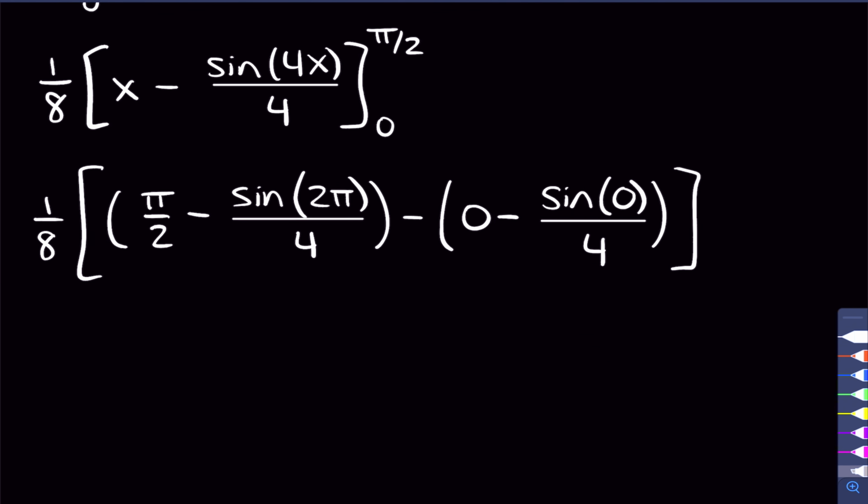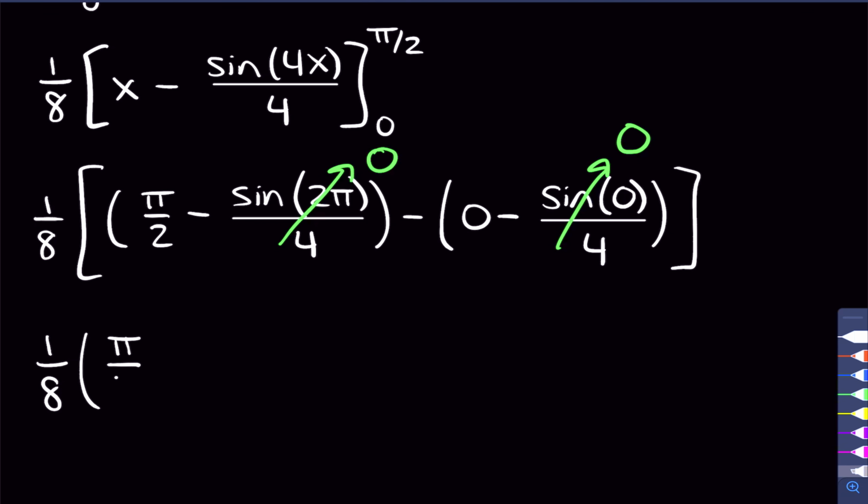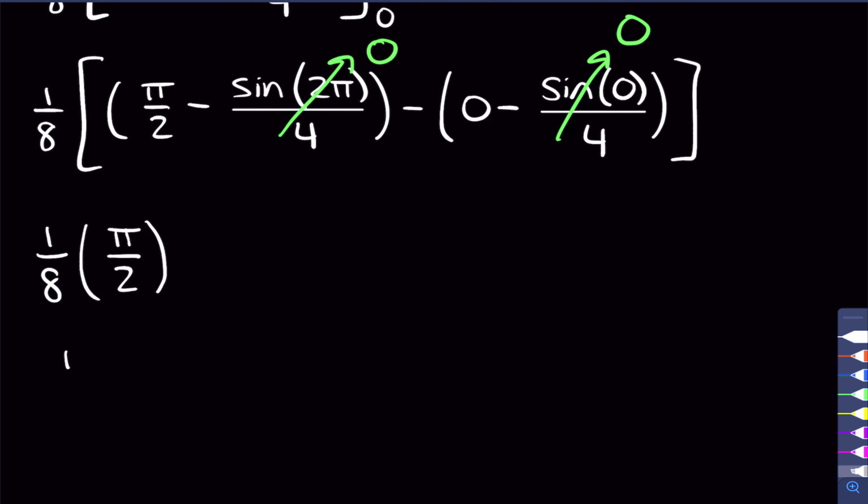Okay, so continuing on here, we see a lot of things go away because we have a sine of 2 pi. We know that's 0. So this term goes to 0. This is already a 0. And then you have sine of 0, which again is 0. So the only thing we have left is this pi over 2 here. So our final answer is 1/8 times pi over 2, which is pi over 16. And there we go. We have our answer to problem 3.